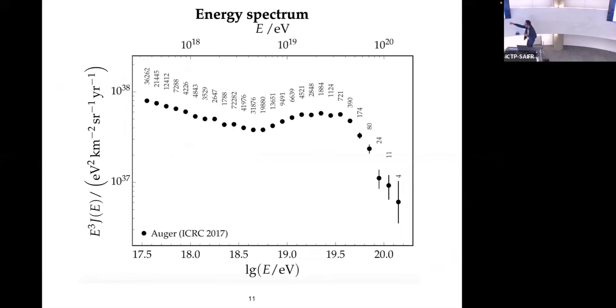So this was the situation back in 2017. Of course, there's an update on this already. So you can see the numbers on top of the points are the statistics of each energy bin. You can see some nice features.